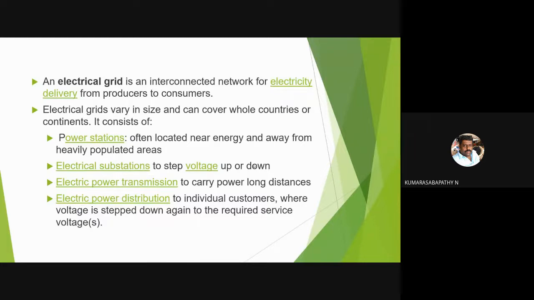HT lines are used for industries, and LT is distributed from a distribution transformer. The electrical substation steps the voltage up or down, and the electrical power transmission carries power over a very long distance. In distribution, there are two types: primary and secondary distribution. From the primary distribution level, power is fed to consumers who require a large quantity of power. That is called an HT line, whereas the other side is called an LT line, the low tension line.